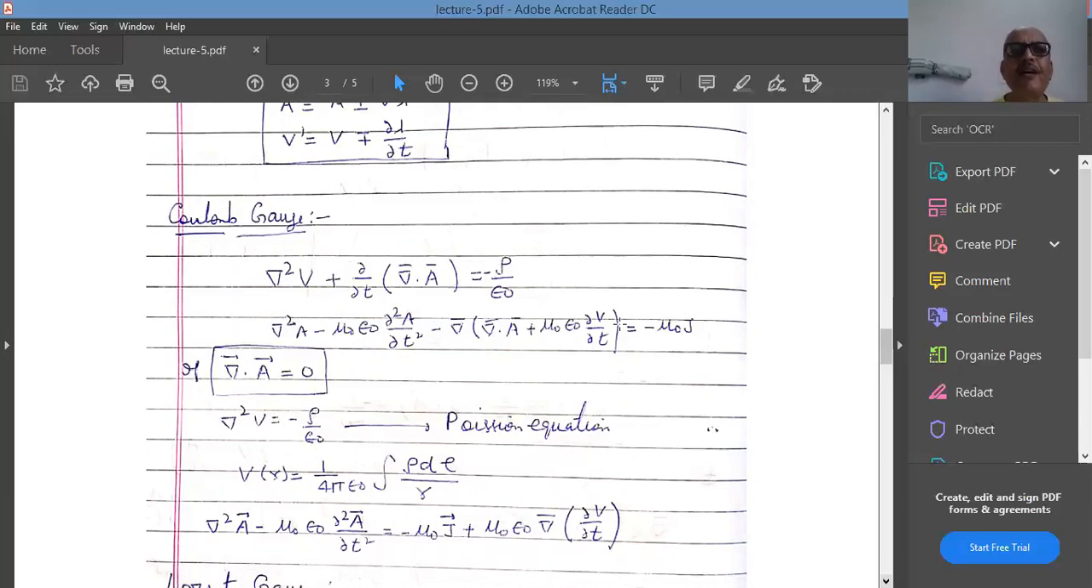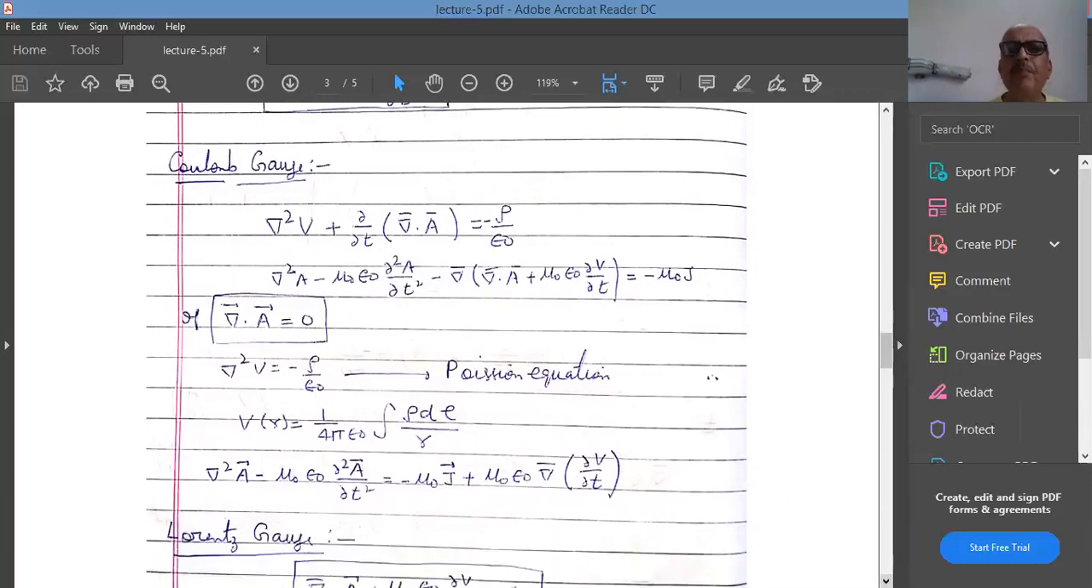So in principle, we can say that Coulomb's gauge can be applied on the two equations. To solve them, we can solve the first equation directly because it is in the form of the Poisson equation. And once we know the solution for B, we can solve it for A also, and we can have the solution for A and B both.